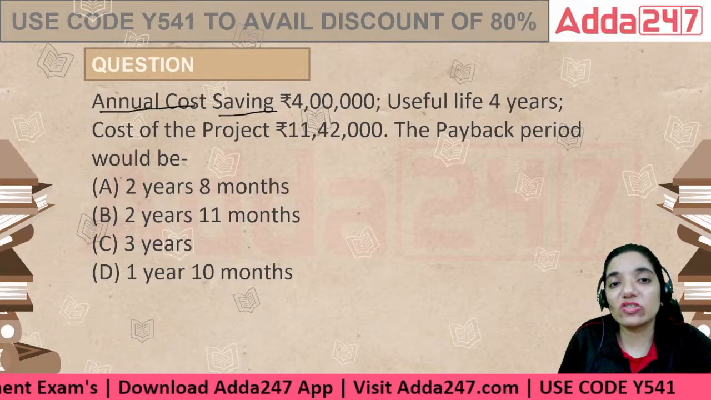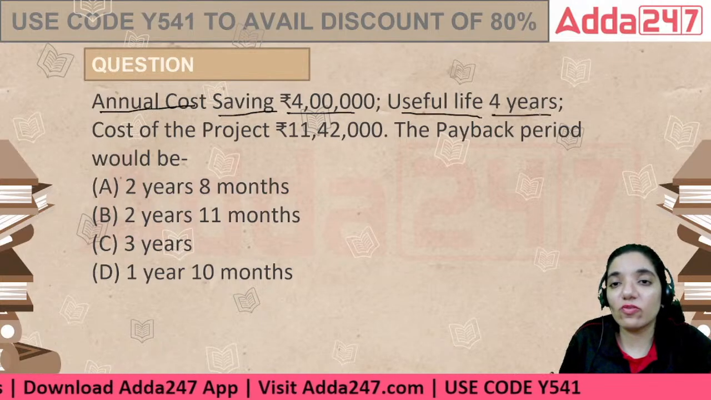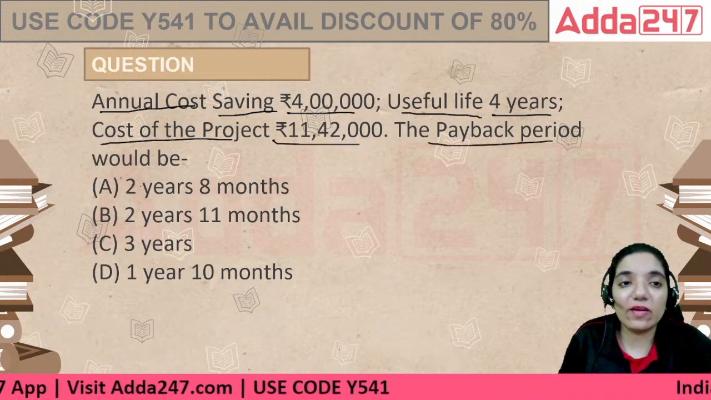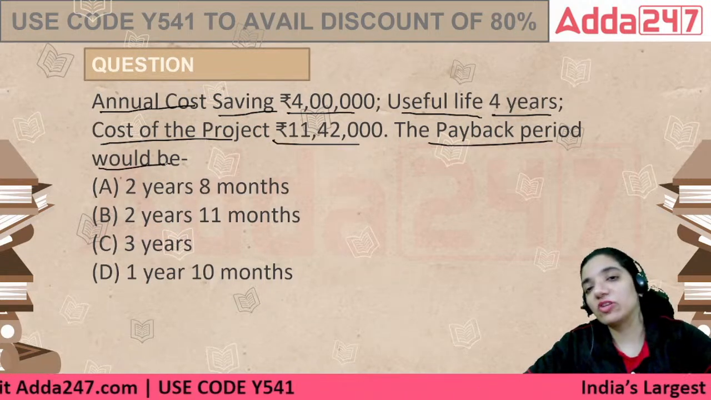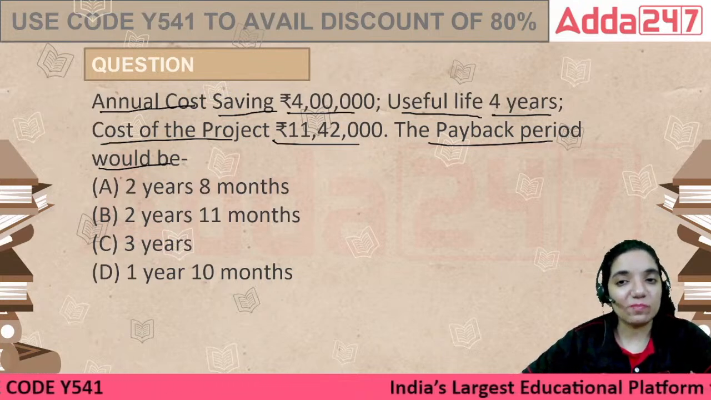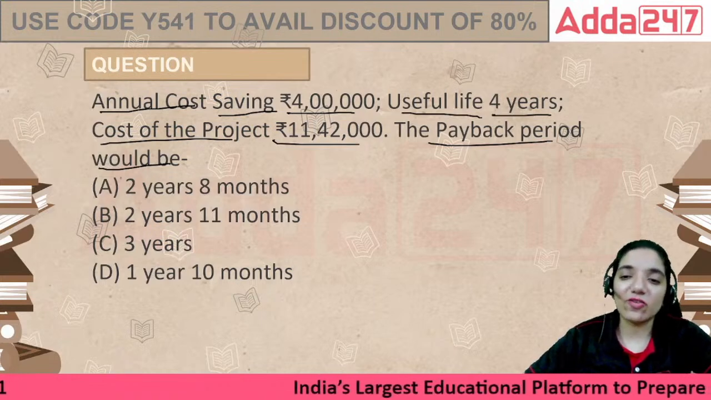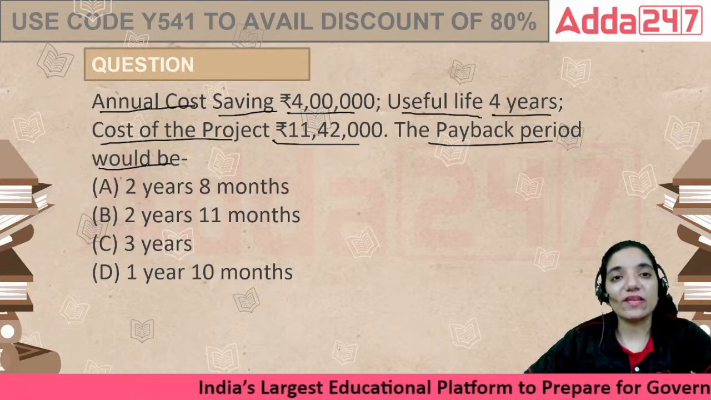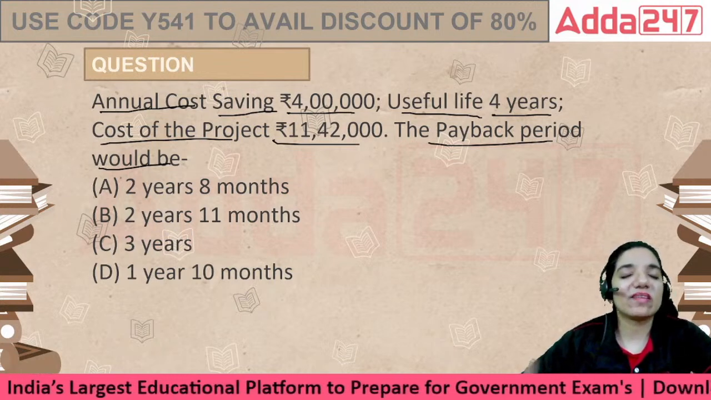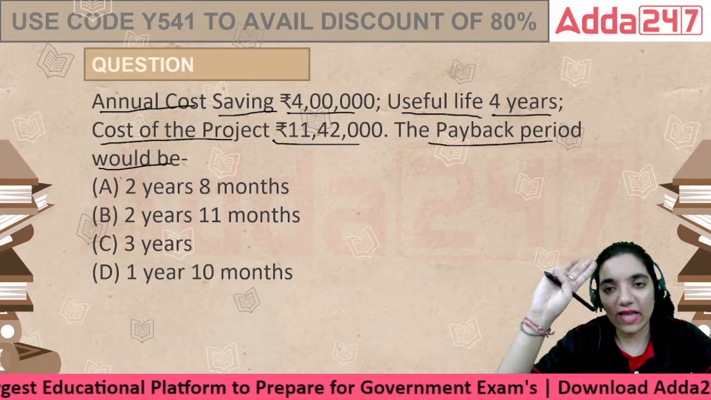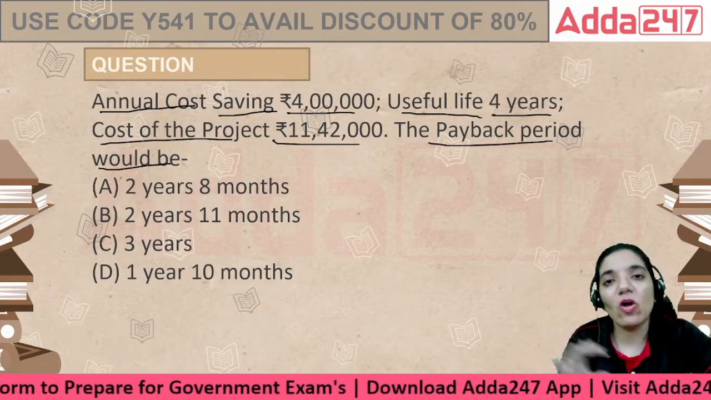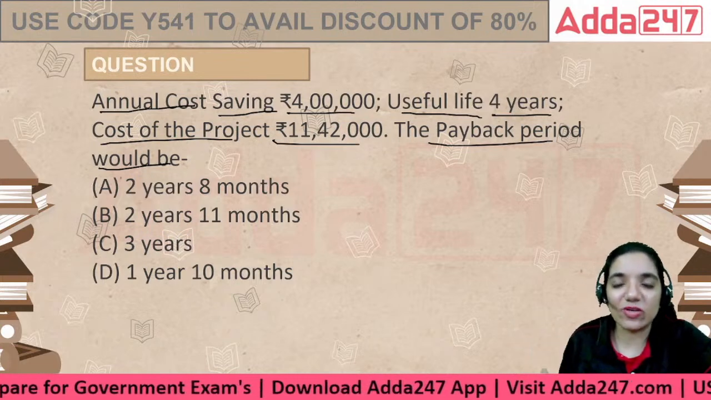Annual cost savings of 4 lakh, useful life 4 years, cost of the project 11 lakh 42. The payback period would be, one or the other question in the examination can always relate to the cap budget, because capital budgeting is a topic which has multiple points starting from this area that we're talking about, that is the payback period. We have 3-4 methods there: payback, accounting rate of return, NPV, IRR, as well as the profitability index. I'll just give you a brief of all these methods after we are done with this question, right?